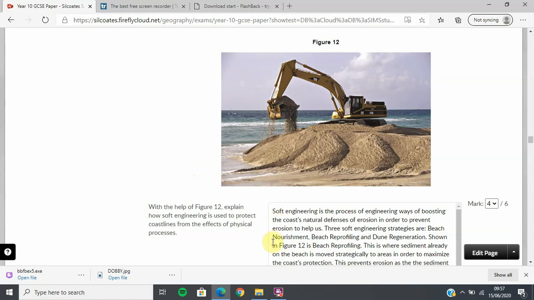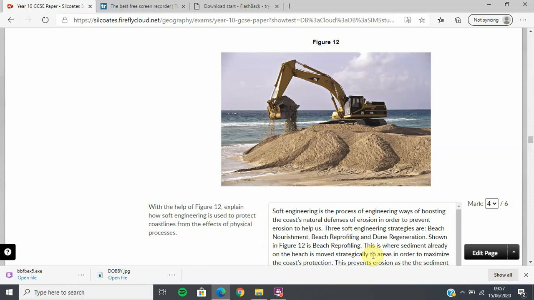So in figure 12, they're building up the beach, and they reprofile it to make it a nice gradual slope, so that when the waves do come, when there's heavier wind, the waves are slowed down and the energy is reduced. Therefore, there is less erosion and less material is taken away. This is a form of soft engineering, as it matches nature's way of preventing erosion.